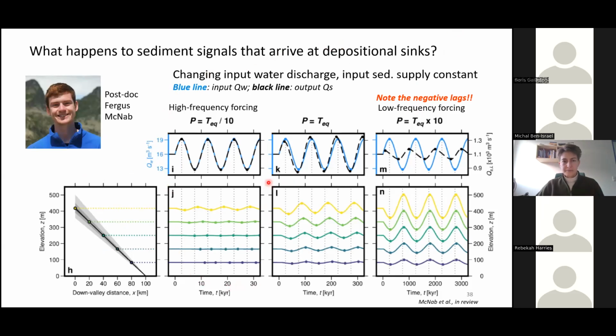In the left panel, what he's looking at is a high frequency forcing of this system. In this case, the period of the forcing is equal to that response time or equilibrium time divided by 10, so it's a very high frequency forcing. The middle column is showing a forcing period that is equal to that response time. And the right-hand panel is showing that the period of forcing is much longer than the response time of the channel. So this is very low frequency forcing relative to channel response time.